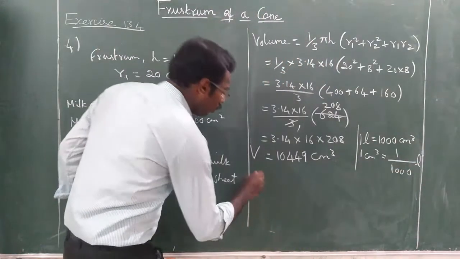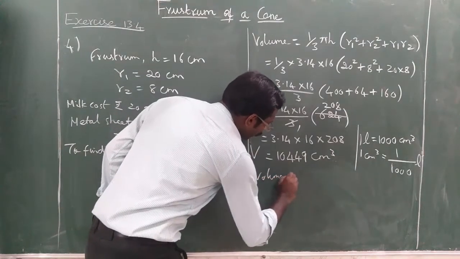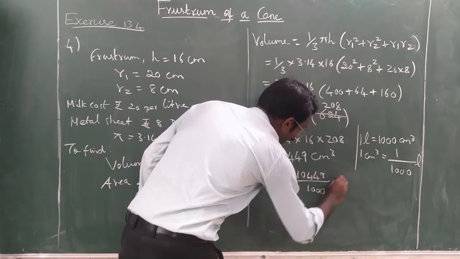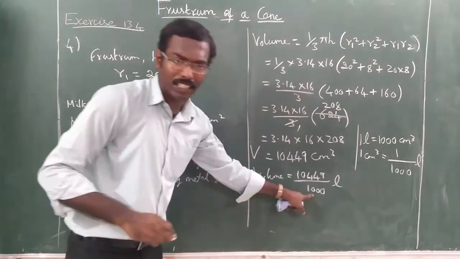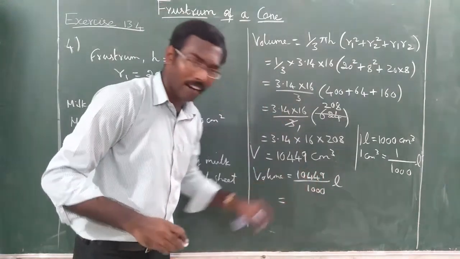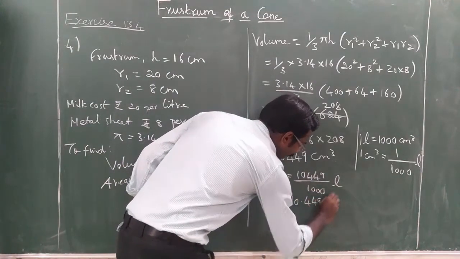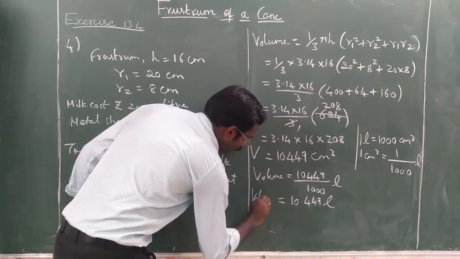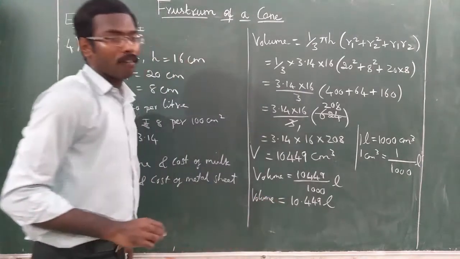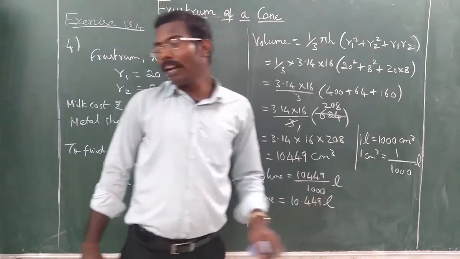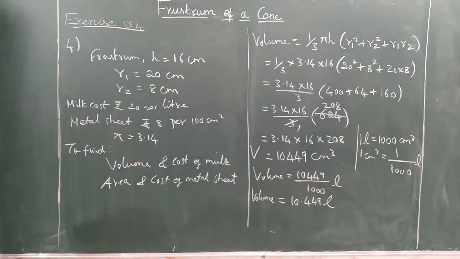So therefore volume is equal to 10,449 divided by 1000 liter. That is 3 zeros, so move 3 places to the left and you will get 10.449 liter. Okay, so volume is equal to 10.449 liter. Now let us find the cost of the milk.